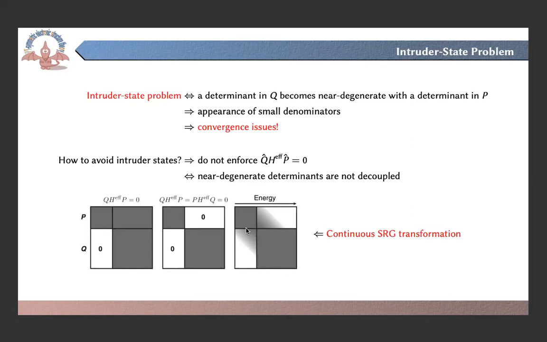But if you look at the determinants that are in the gray area there, they're going to be determinants that have small denominators. So you want to keep them coupled. Okay. So that's the idea behind this transformation.